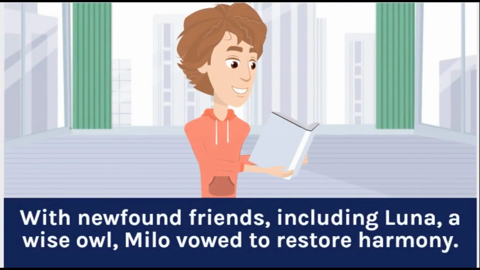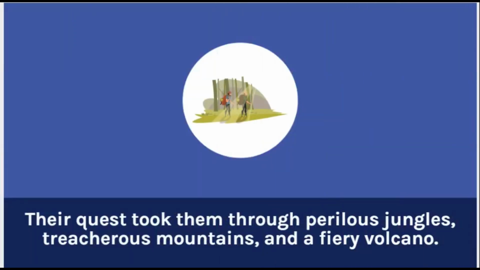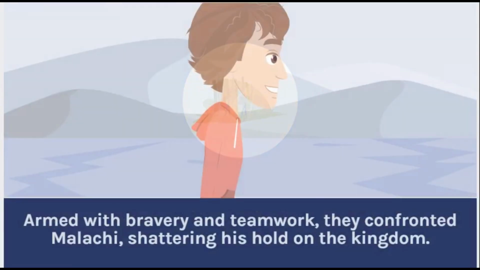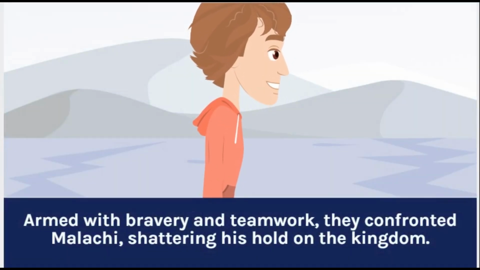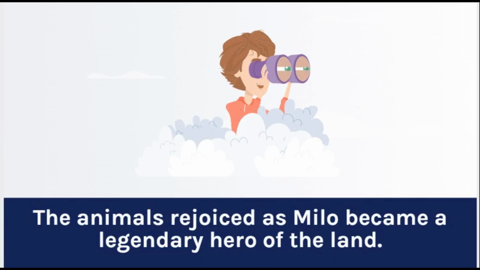With newfound friends, including Luna, a wise owl, Milo vowed to restore harmony. Their quest took them through perilous jungles, treacherous mountains, and a fiery volcano. Armed with bravery and teamwork, they confronted Malachi, shattering his hold on the kingdom. The animals rejoiced as Milo became a legendary hero of the land.